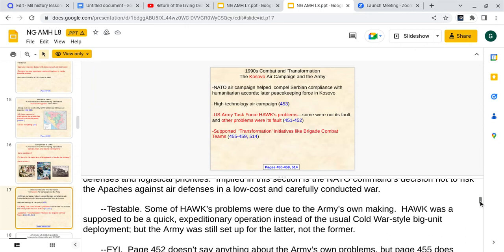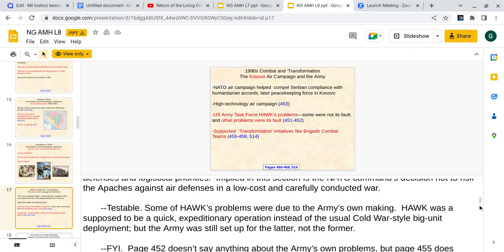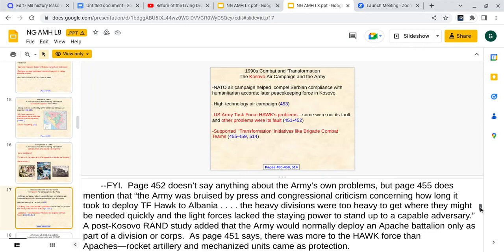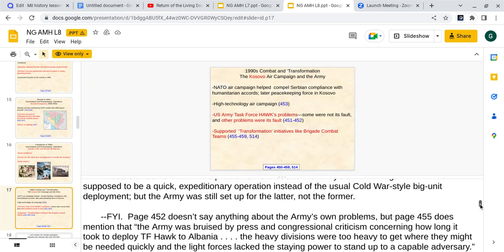Some of Hawk's problems were due to the Army's own making. Hawk was supposed to be a quick, expedient operation instead of using Cold War style big unit deployments, but the Army was still set up for using big unit deployments. We weren't really set up yet for using quick, expedient operations. We had no experience with them yet. We were still used to Cold War style big unit fighting.